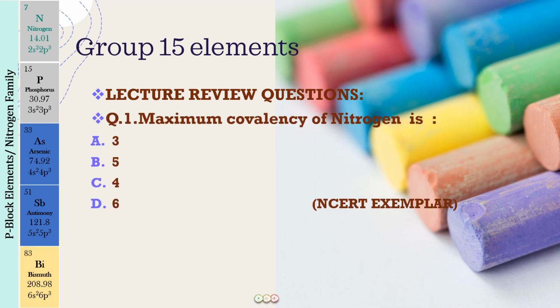All right, so question number 1, the maximum covalency of nitrogen is going to be 3, 5, 4, 6. This is an NCERT exemplar question, and I hope you all know now the correct answer is going to be the C choice. The maximum covalency of nitrogen is 4. It cannot go beyond that because of the absence of d orbitals.